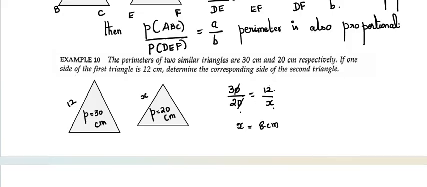8 centimeter. Ma'am, if they give that the two triangles are similar, that means the perimeter is also proportional. Sides proportional, perimeter proportional. Okay. This is a definite MCQ. Frequently asked in any MCQ.